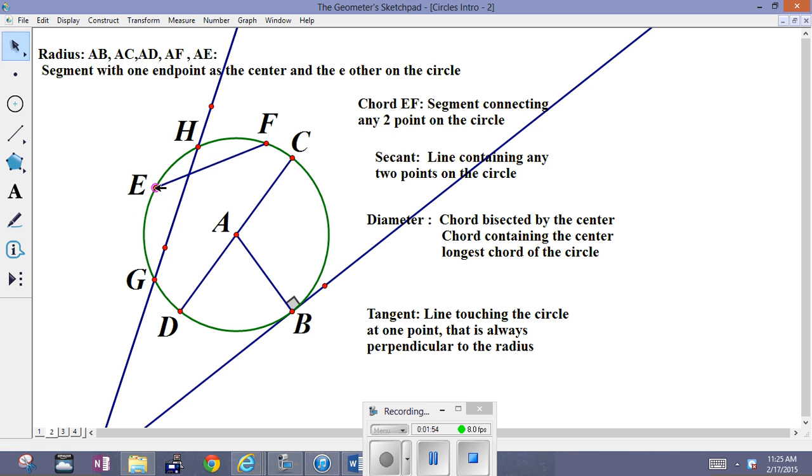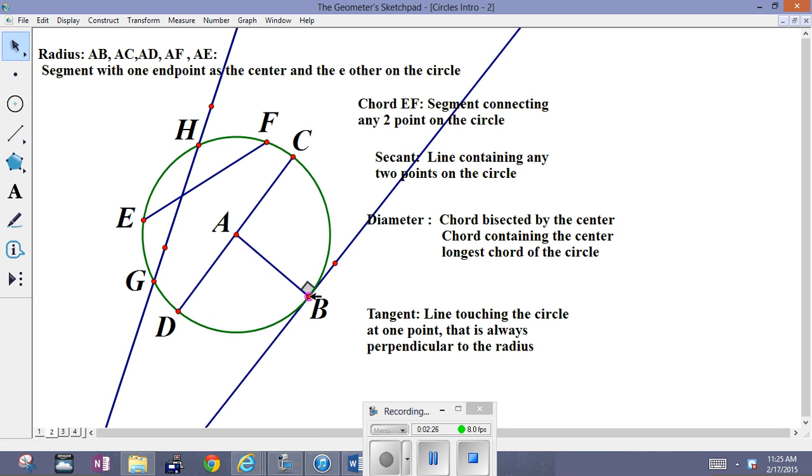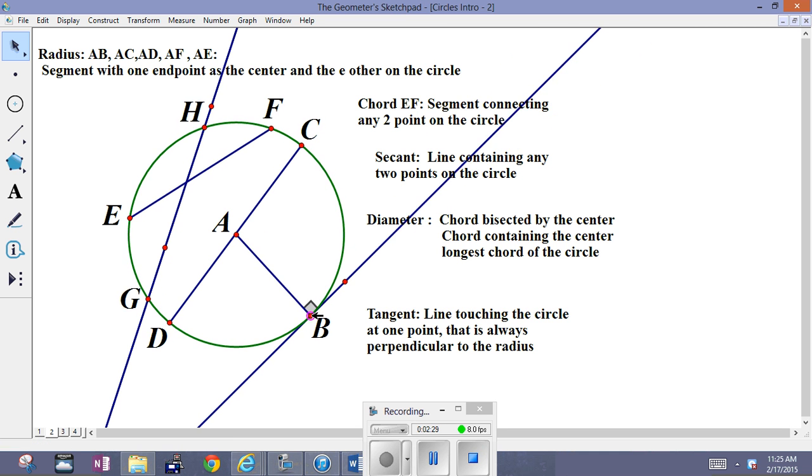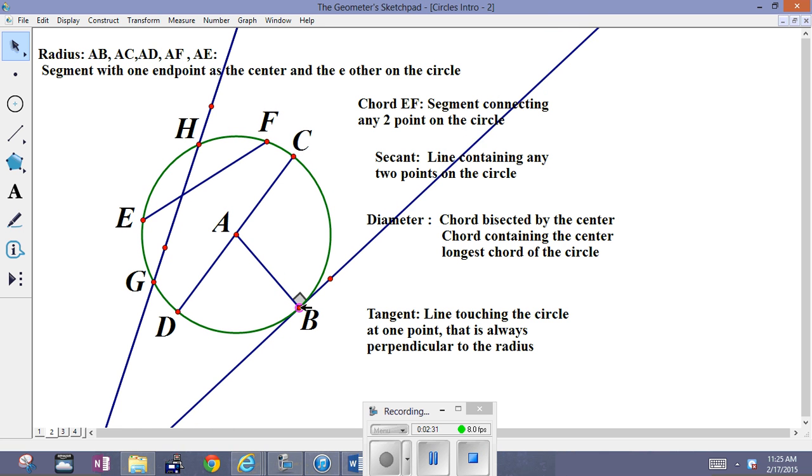These are chords, EF. GH is a chord, but as a line, it's a secant. So a secant is a line that contains a chord. It's a line that goes through 2 points on the circle. The diameter, of course, is the longest chord of the circle. The midpoint of the diameter is the center of the circle. The tangent line is a line touching at one point. There's a tangent line touching at one point.